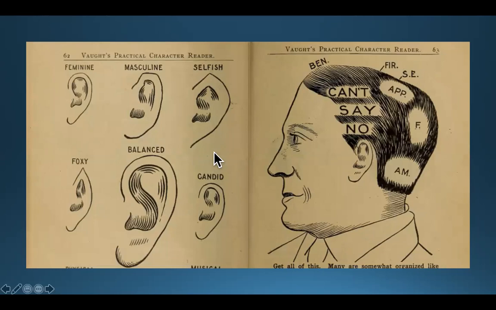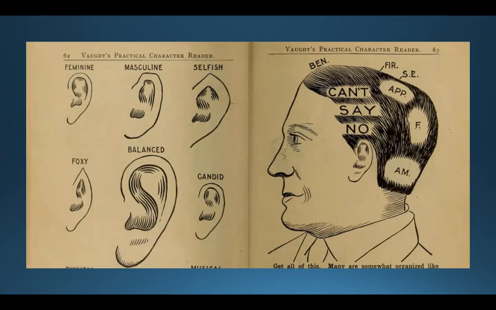And I particularly like the ears. A woman meets a man, takes him to the phrenologist, examines his ears, and says, no, this guy is feminine. Careful, madam. He could be gay or homosexual. Don't marry him. Marry a guy like this. This is a masculine ear. This guy is going to be a macho. And this pointed one, oh no, he's selfish.